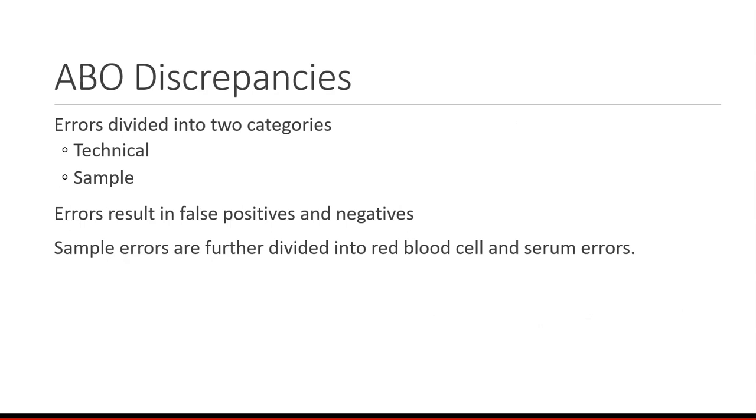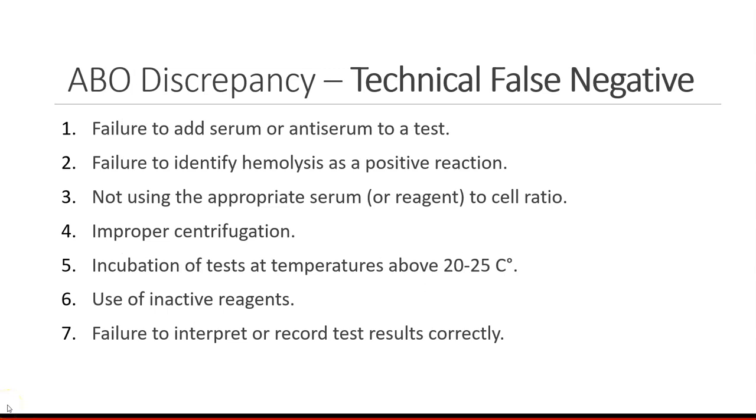ABO discrepancies due to errors are divided into two categories. There are technical errors and there are sample errors. The errors may result in false positives and or false negatives. Sample errors are further divided into red blood cell errors and serum typing errors. You may want to listen to this lecture a couple of times. I want you to know the causes of false positives, false negatives, and the resolution.